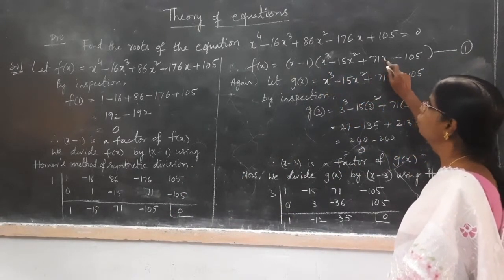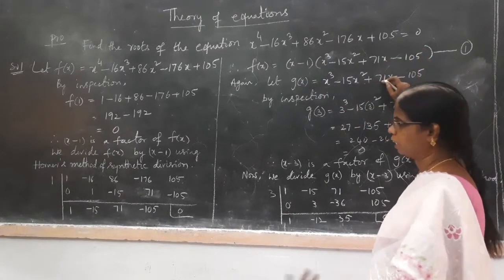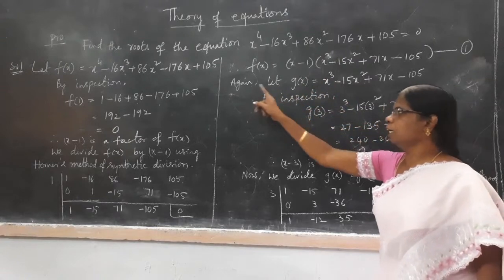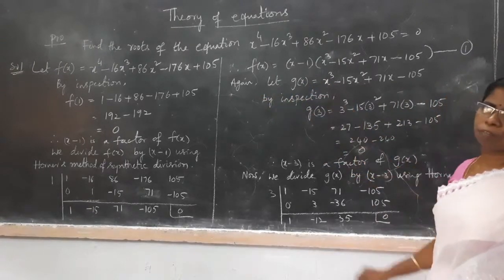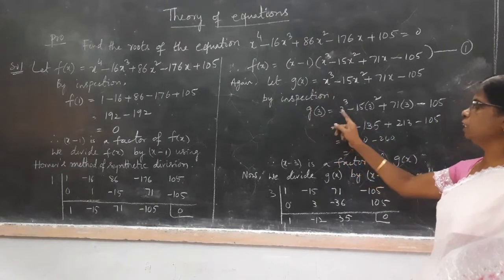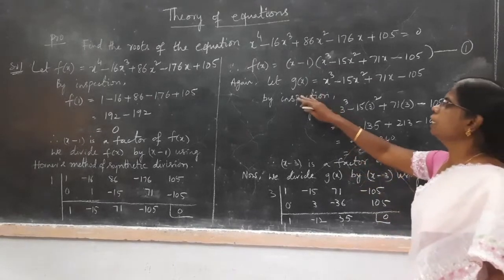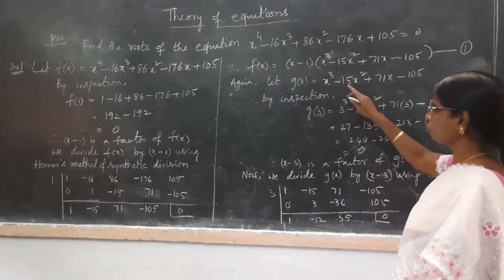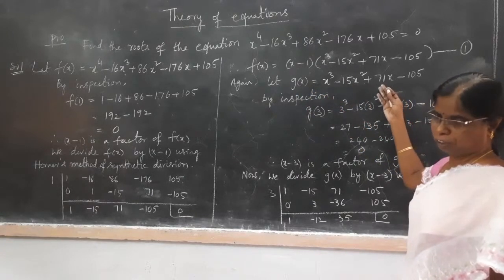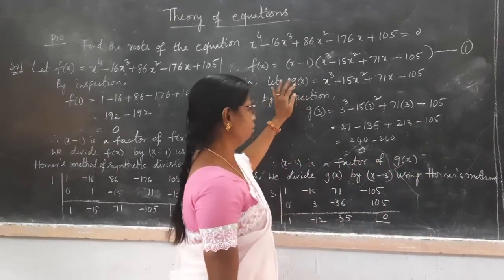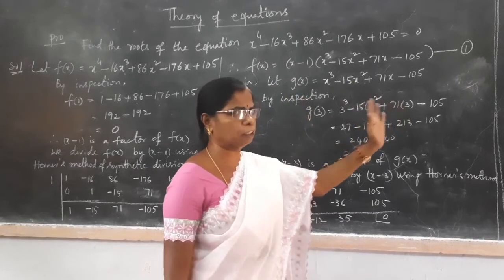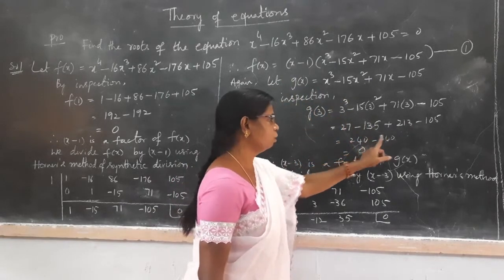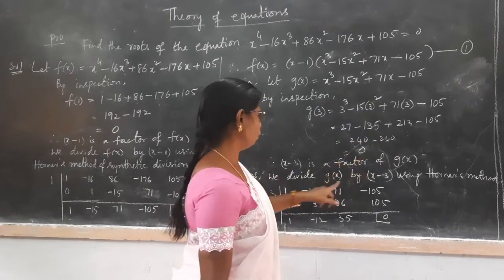This is a cubic expression, a cubic polynomial, and we have to factorize it again. I assume it as g(x). Let g(x) be this one. By inspection, we do the same as before. g of 1 is not equal to 0, and g of 2 is also not 0. You can check those on the side. When we put g of 3, we get 240 minus 240, which is 0.